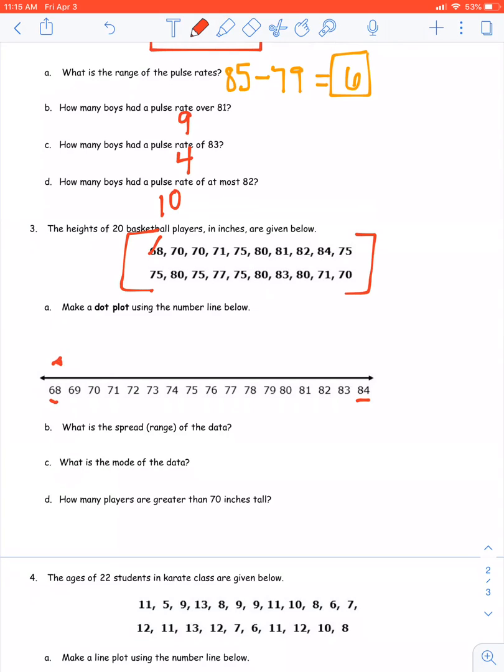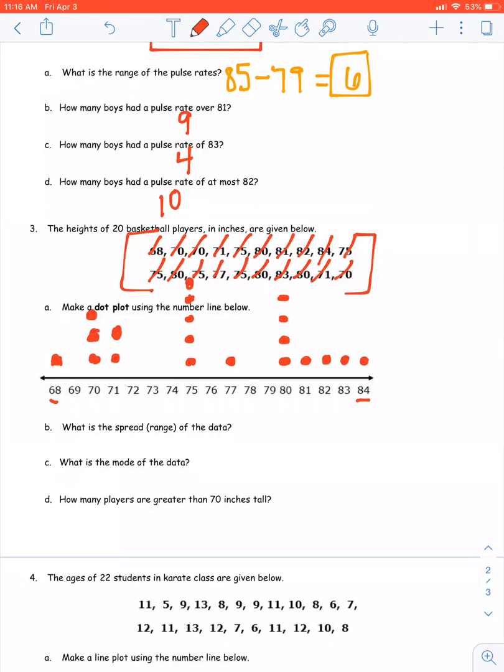So 68, I'm going to use dots, not X's. So 68, 70, 70, I hope I have enough room, 71, 75, 80, 81, 82, 84, 75, 75, 80, 75, 77, 75, 80, 83, 80, 71, and 70. So there's my dot plot.